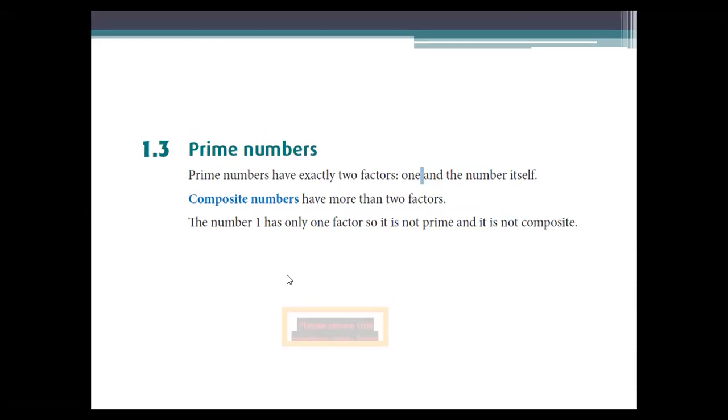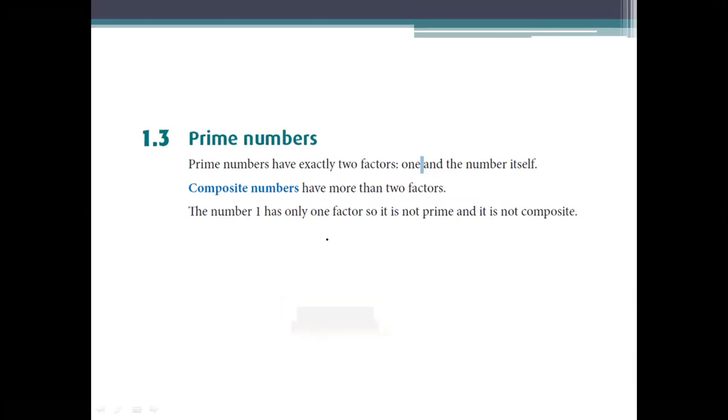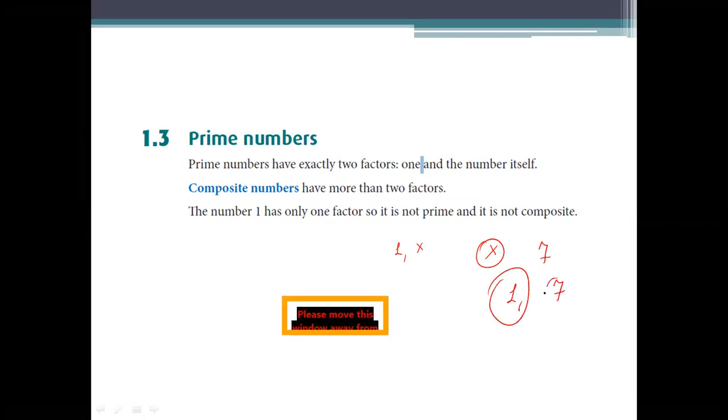And prime numbers, what do prime numbers mean? Prime numbers have exactly 2 factors, 1 and the number itself. For example, 7 is 1 and 7. We can divide only by 1 and itself. So in mathematics language, that is a prime number.